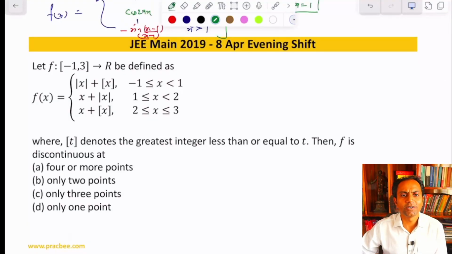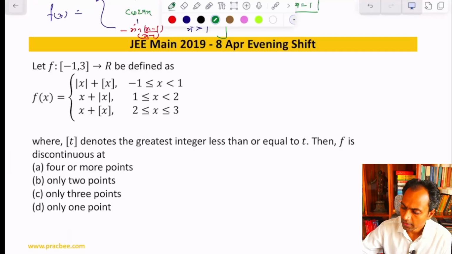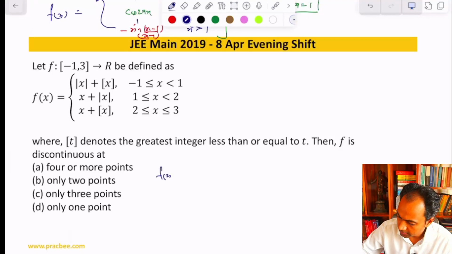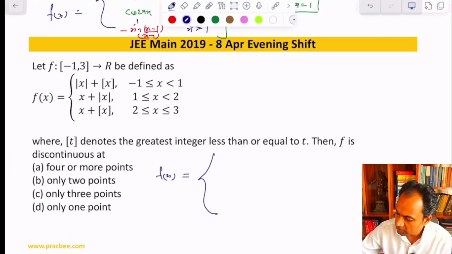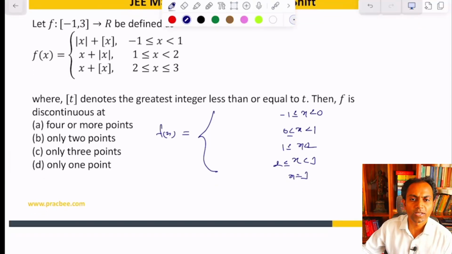Now this 2019 question can be similarly solved. Here again, if you want to interpret this function, let us interpret the first part. You can see that since we are looking between, we can split this up. What happens between -1 and 0? Then what happens between 0 and 1? And then what happens between 1 and 2? And then again, what happens between 2 and 3? And ultimately, what happens at 3? We can split this function like this.